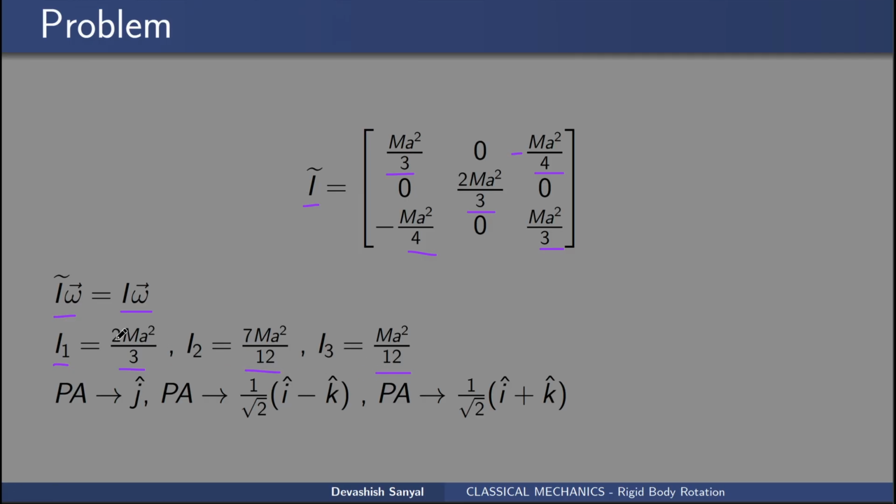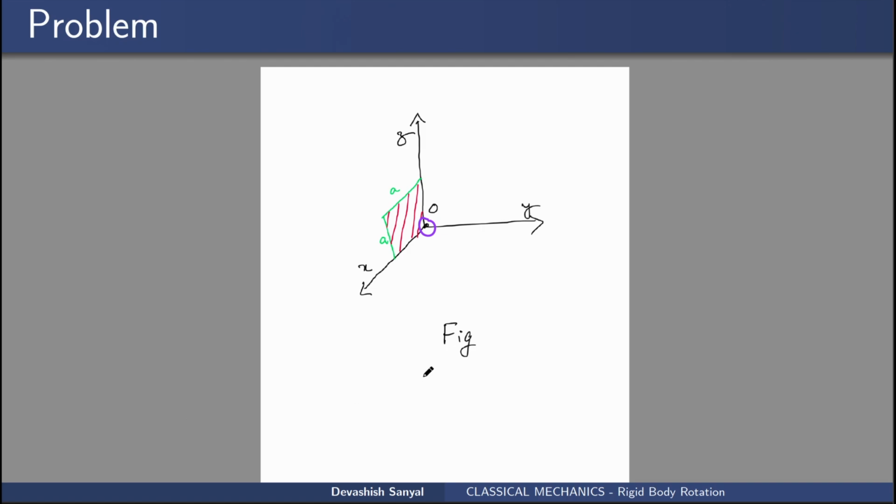And for each of these eigenvalues, the principal axis, here in this case for I1, it will be j cap, that is, the principal axis will be along this direction for this eigenvalue.